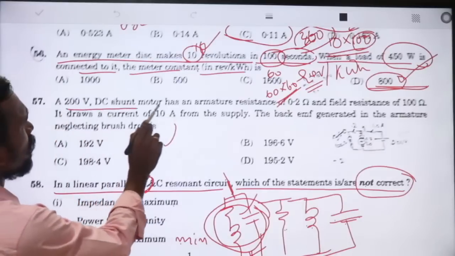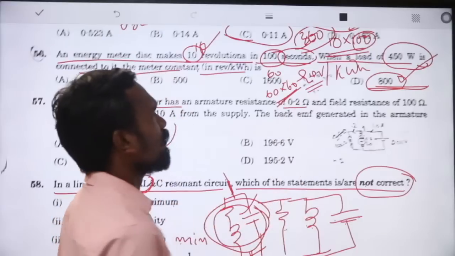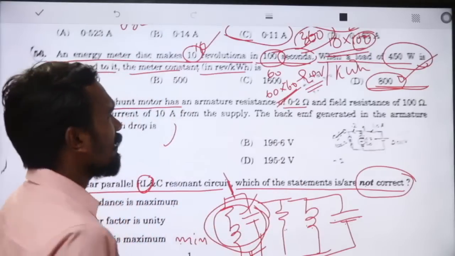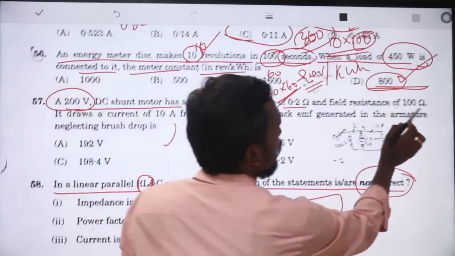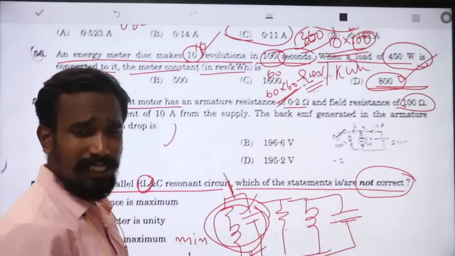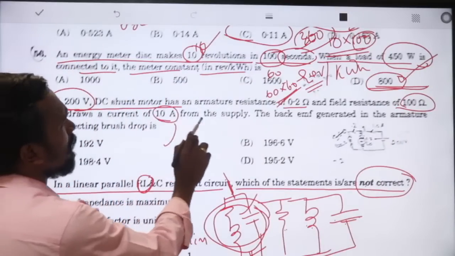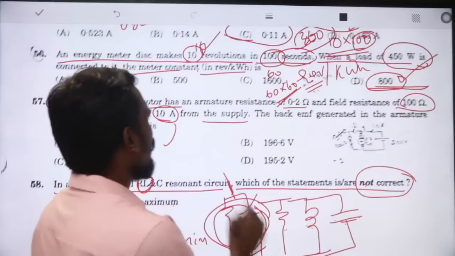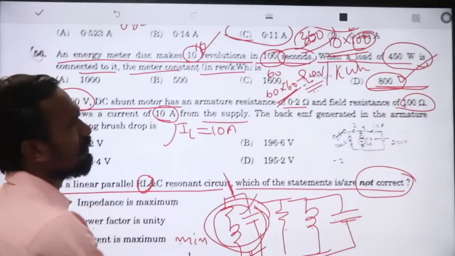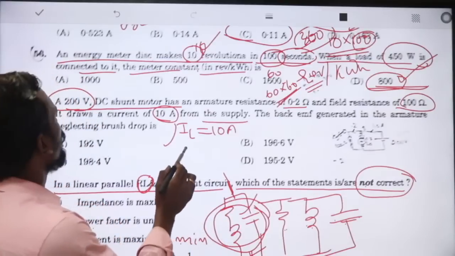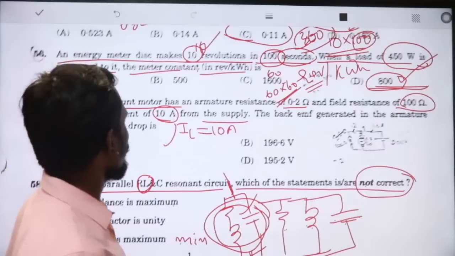A 200 volts DC shunt motor has an armature resistance of 0.2 ohms. They gave the armature resistance and voltage, and a field resistance of 100 ohms. It draws a current of 10 amperes from the supply. That is nothing but the line current they gave. The line current they gave is 10 amperes. Find the generated EMF in the armature, neglecting the brush EMF.